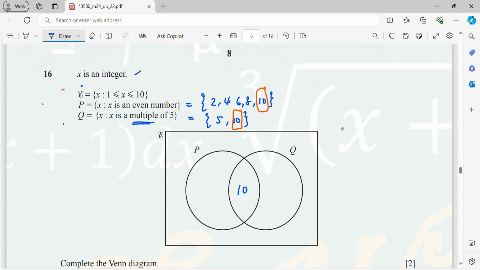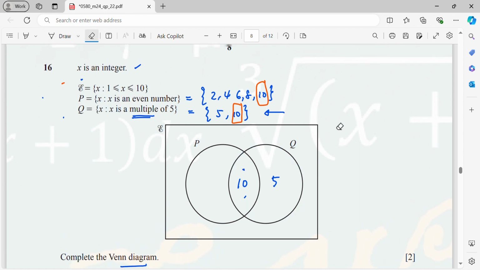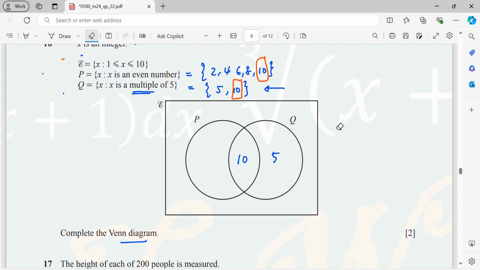Okay, now after that I follow by labeling the Q. So Q has two members, 5 and 10. So since the 10 is already labeled, that means I will label 5 because this whole circle Q, right? Whole circle Q means it belongs to Q. And then the middle one also belongs to P. So done for the labeling of the set Q.